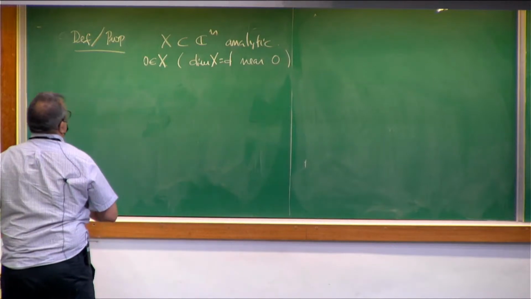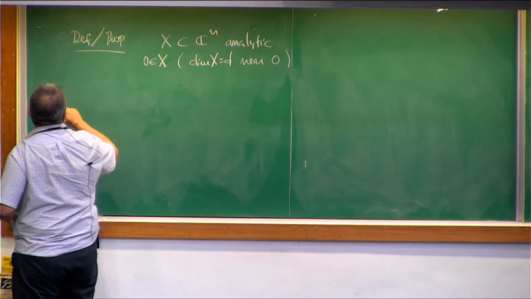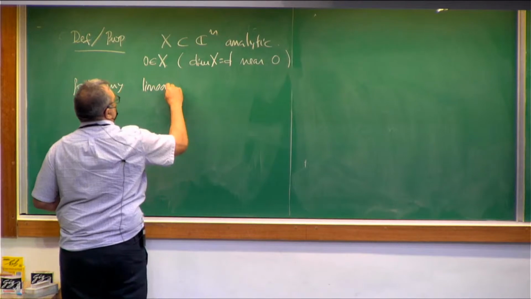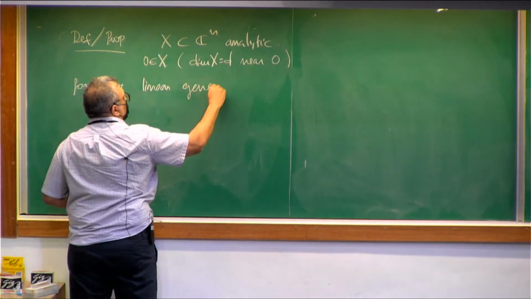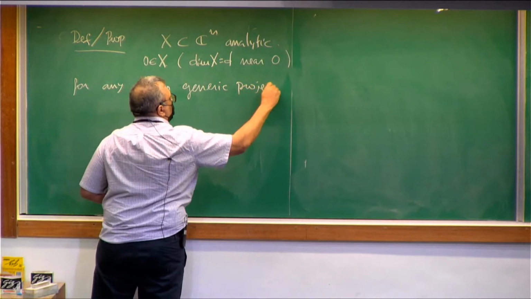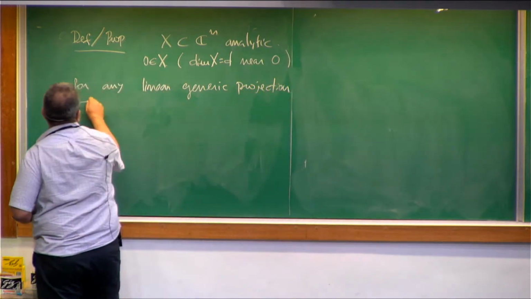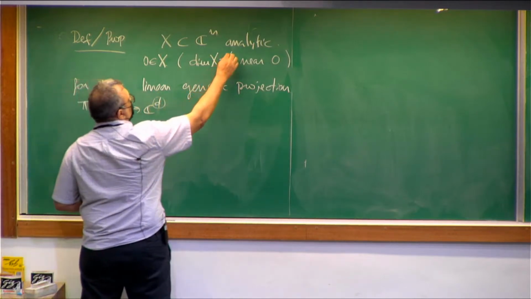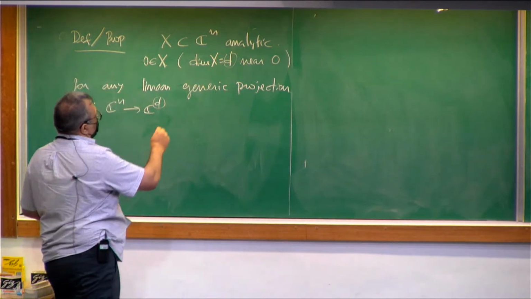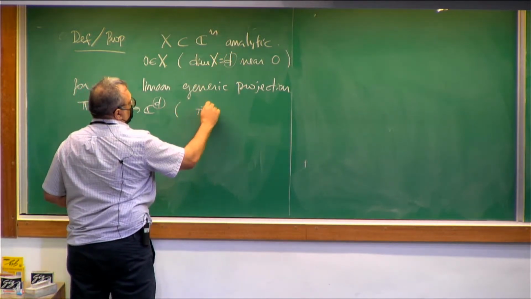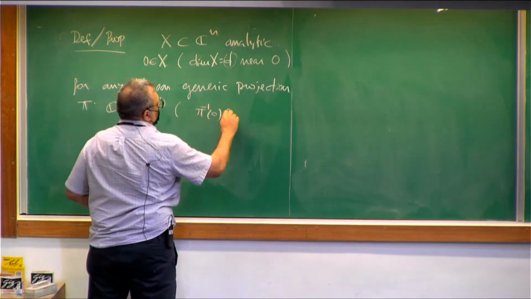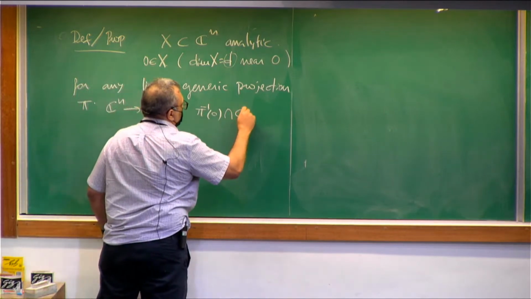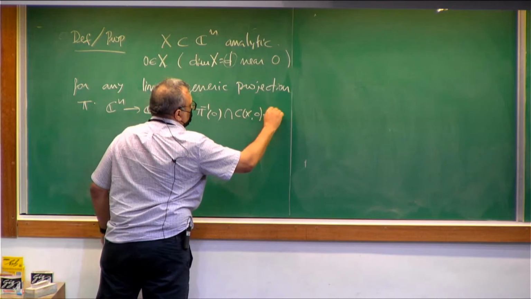So then the proposition says that for any linear generic projection π from C^n to C^d, where d is the dimension of X. Generic for us means the kernel of the projection does not have tangent vectors to X at 0, okay? This intersection is just the null vector.